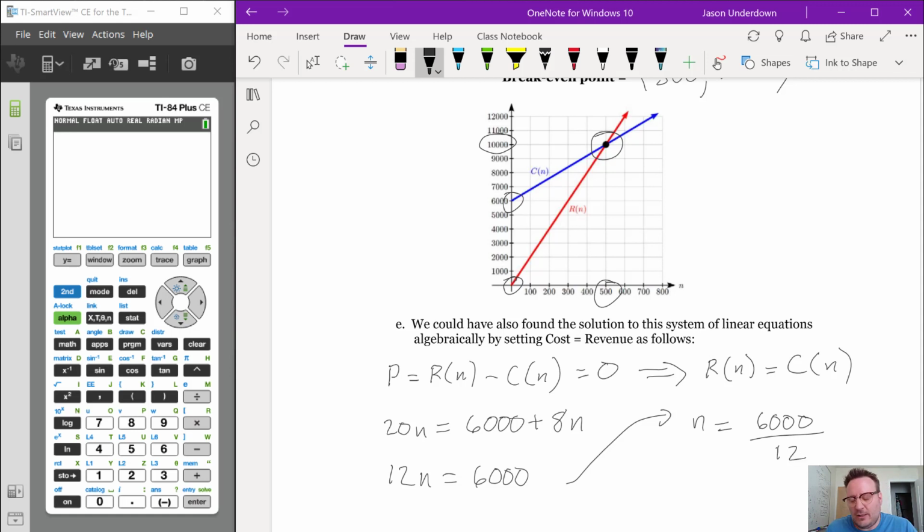6,000, I'm going to do something a little clever here. 6,000 is the same as 60 times 100. And 12 goes into 60, I know 12 goes into 60 five times. So n is equal to 5 times 100, or 500. There we go. And that agrees with our graphical solution to the system of equations we did in the previous part.